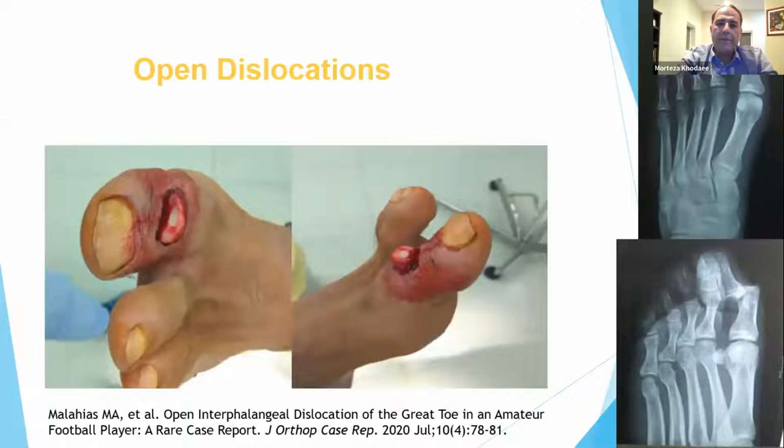How about if you see somebody with an open dislocation? So what do you do? This is not, again, a patient of mine. I just got it from the reference below. By definition, if there is any skin break, it does not need to be the bone sticking out, that's an open fracture or open dislocation. In this case, there are no fractures, as you can see on X-ray. So this is an open dislocation.